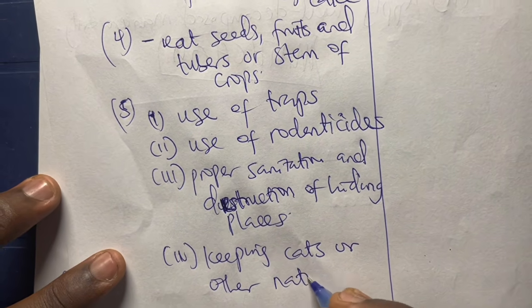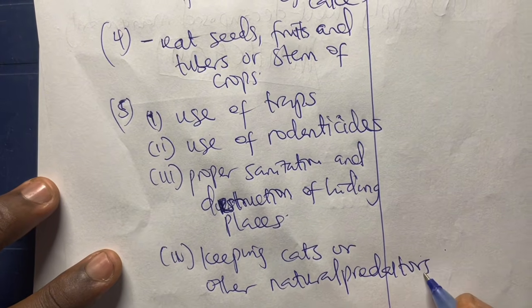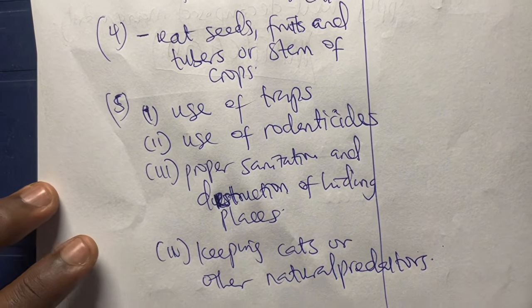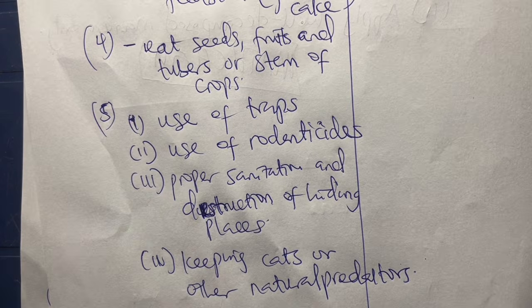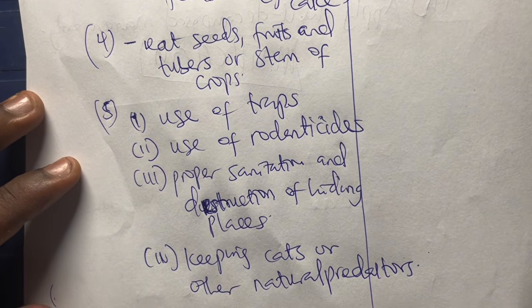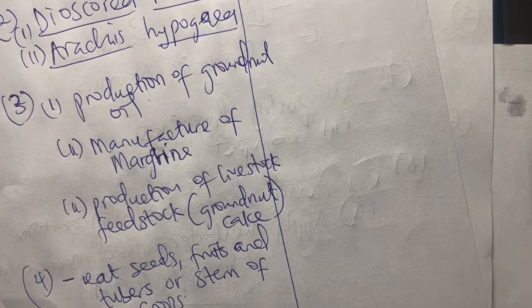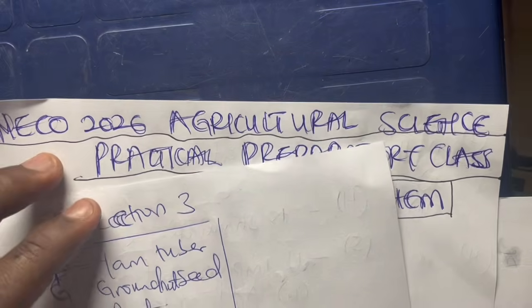or other natural predators. So this natural predator simply means that the cat is now serving as a predator, whereby the rat is serving as a prey. You understand? And the feeding between the two of them is not going to be what? That will be predation.